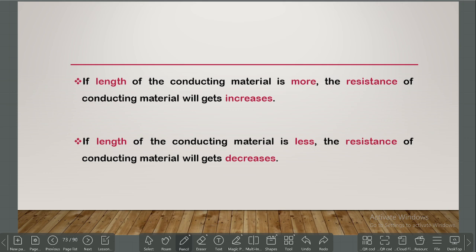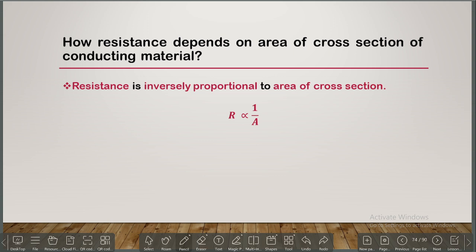Next, the explanation is given over here. If the length of the conducting material is more, the conducting material will offer more resistance. If the length of the conducting material is less, the resistance will get decreased. Next, what is the second factor it depends upon? It depends upon the area of cross section.